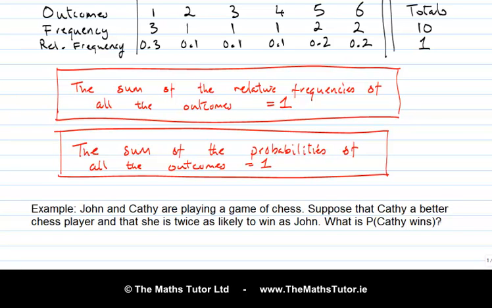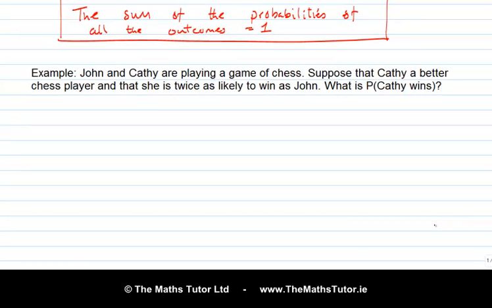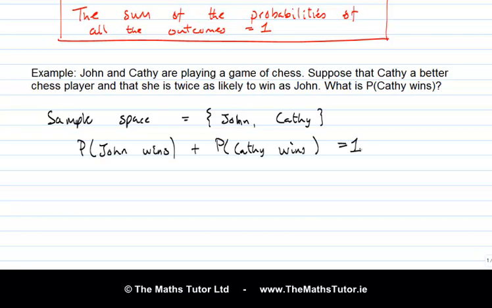How can we do this? Well, in this game there are only two outcomes. The sample space is John or Kathy, depending on who wins. So the possible outcomes are that John wins or Kathy wins. We know that the probability that John wins plus the probability that Kathy wins must be 1, because the sum of the probabilities of all the outcomes is 1. And we know that the probability that Kathy wins is twice the probability that John wins, because we're told that she's twice as likely to win as John.